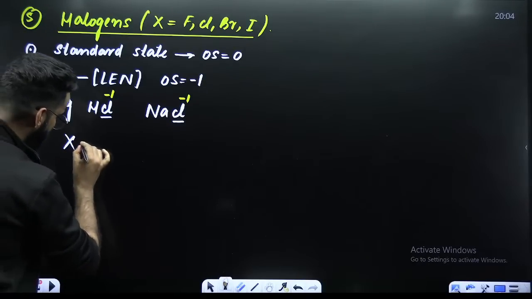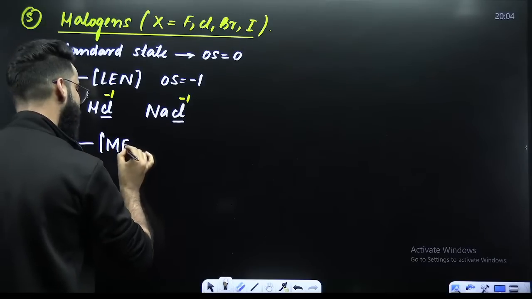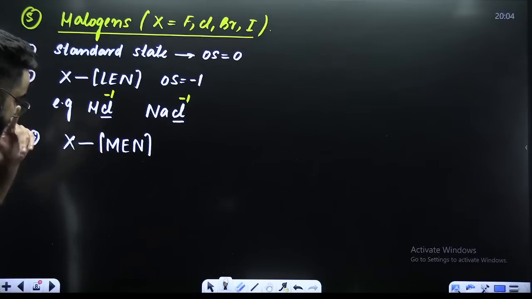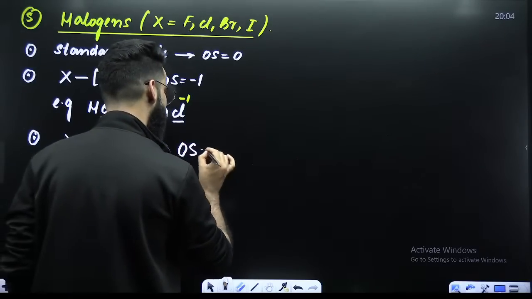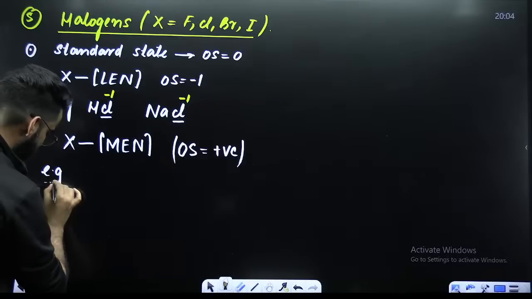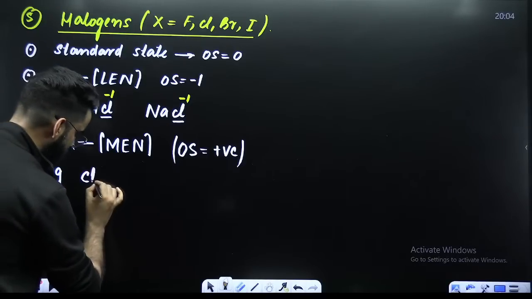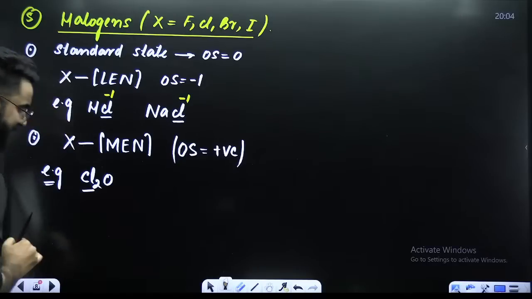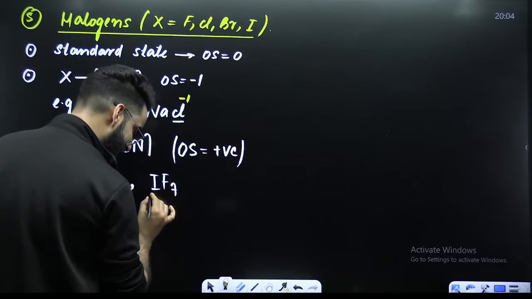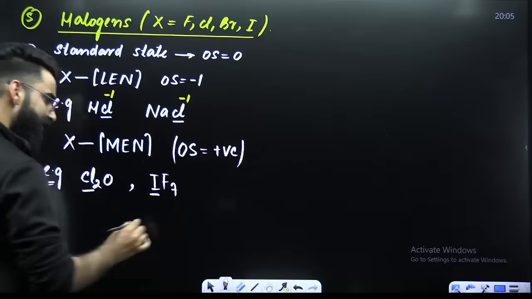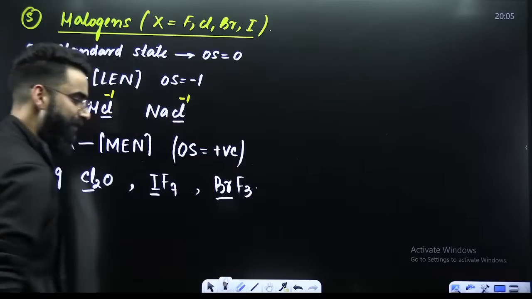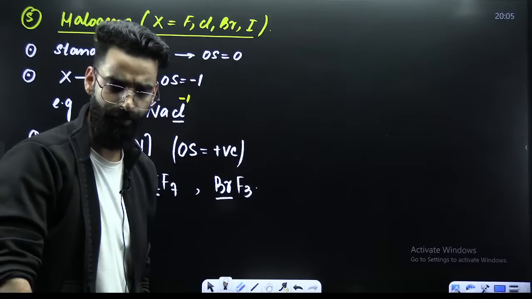My dear students, whenever you see halogen attached to more electronegative element than itself, the oxidation state of halogen can be positive. It can be positive as well. For example, let's say I've got Cl2O, here chlorine is the halogen, which I'm underlining. Let's say I've got IF7, the halogen which I'm underlining here is iodine. Let's say I've got BrF3, the halogen which I'm underlining is bromine.